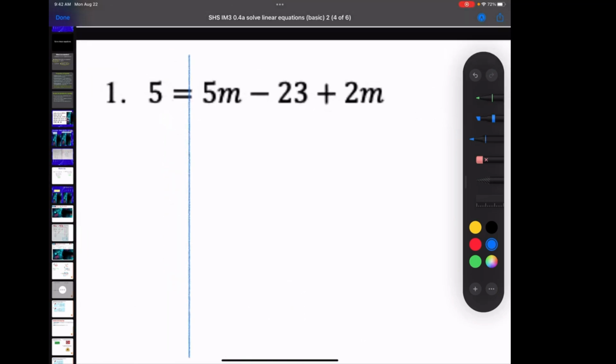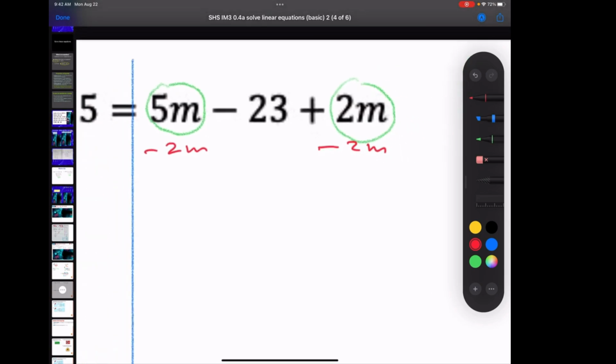Question number 1. I notice I have the variable on the right side, and I notice that the variables here, I'm going to put in green. Okay, everyone say, don't do this. I've seen some students do something like this. They're like, well, I need to move the 2m, so they'll do the opposite, and they'll do something like this.